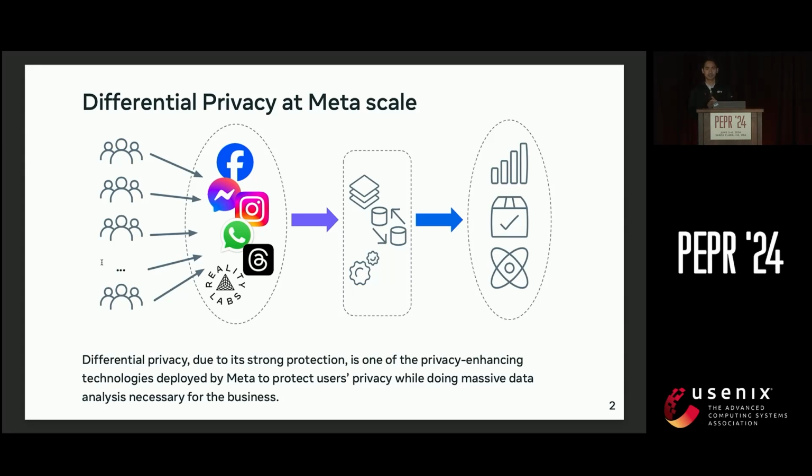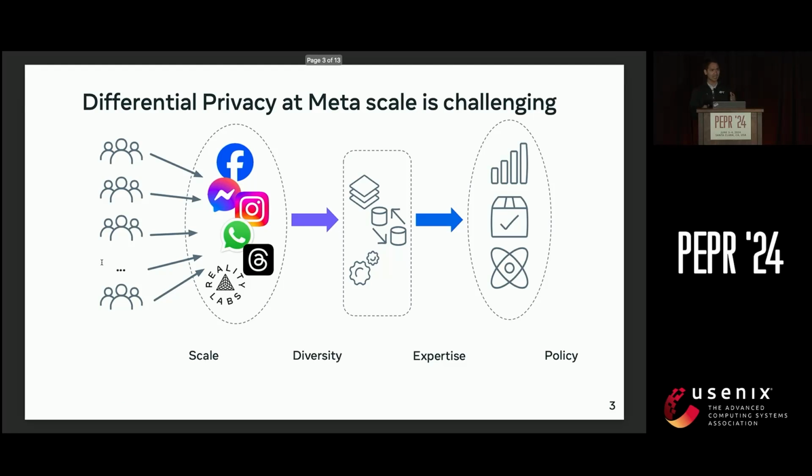But we also know that deploying DP at large scale, especially at Meta scale, is a very challenging task. Here we only want to highlight a few of the challenges: the scale of the problem, the diversity of different kinds of workflows, the expertise needed to deploy DP in practice, and other policy aspects as well. The scale, as I mentioned, is just massive. It's billions of users, so all the DP algorithms we deploy really have to be very efficient.